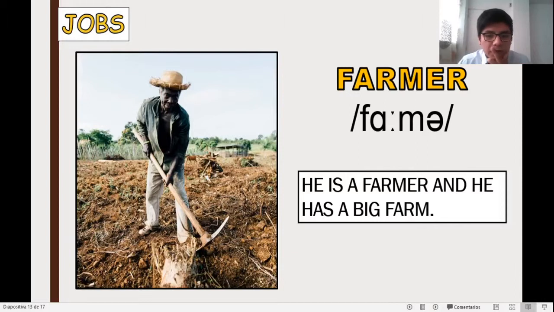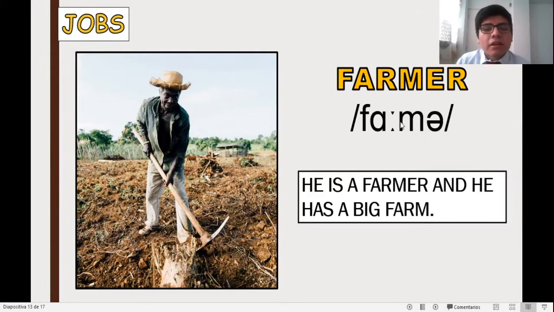So yes, they raise vegetables, they raise a lot of food for us, you know, and they really do an exhausting job. They work a lot, you know, they work under the sun, you know, in the country. Farmer, it's agricultor o granjero, no?